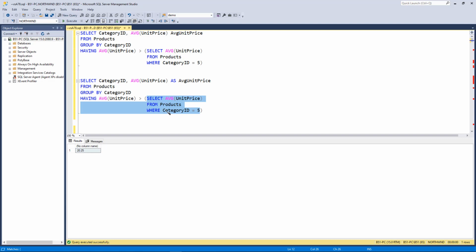Now the filtering is on the average price. The average price will be higher than 20.25. When running it, we get only average unit prices that are higher than 20.25. We see from all categories those whose average of the prices is higher than the number 20.25.